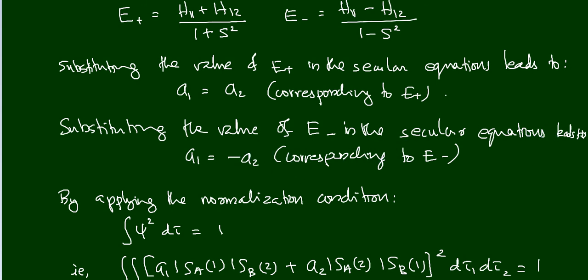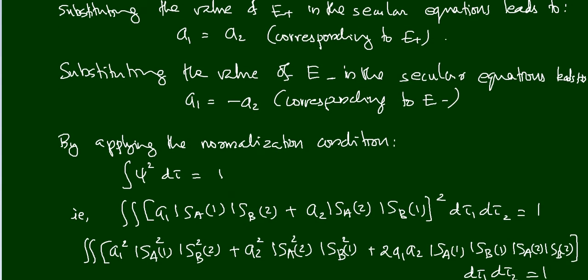For the E plus and E minus values, substituting in the secular equations, a set of values of A1 and A2 is given. First case, A1 is equal to A2. Another case, A1 is equal to minus A2.